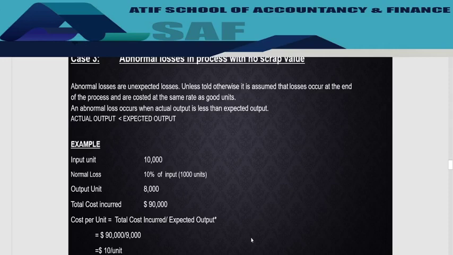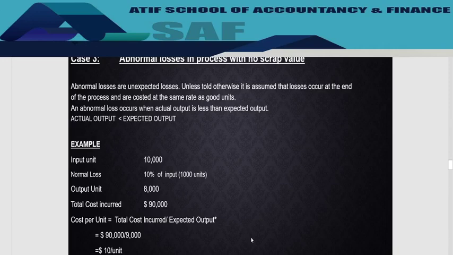For example, input units are 10,000, normal loss units are 10% of input, meaning 1,000 units are expected to be lost. After this normal loss, your expected output is 9,000 units, but output in actual is given as 8,000 units. So the difference of 9,000 and 8,000, 1,000 units, is said to be abnormal loss. Total cost incurred is the same, $90,000. To calculate the cost per unit, the formula remains the same. Total cost incurred would be divided by the expected output. $90,000 cost would be divided by the expected output of 9,000 units, and you will get the cost per unit as $10 per unit.